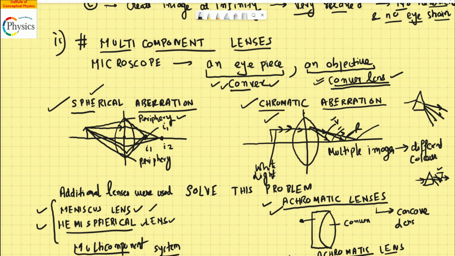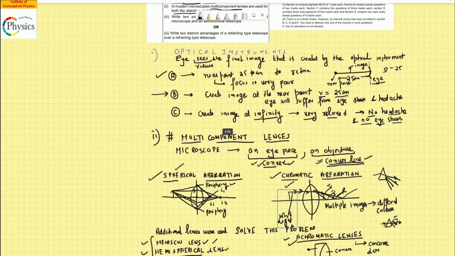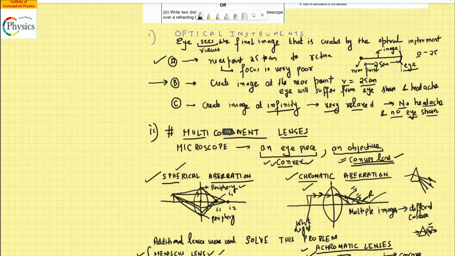Now let's go to part three, which I think is a more simple one, dealing with the two points of differences between a compound microscope and an astronomical telescope.